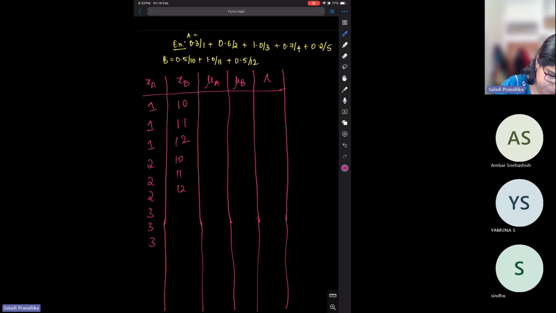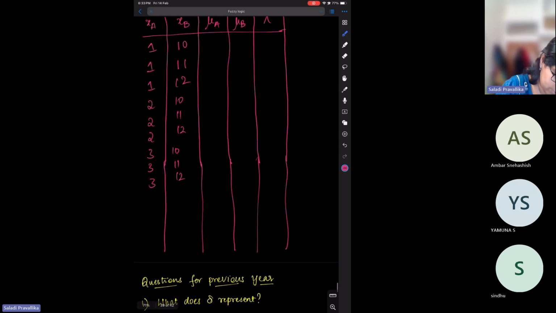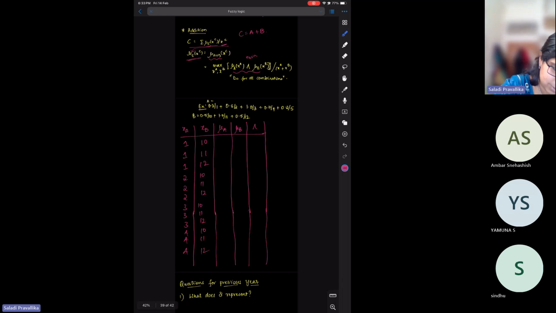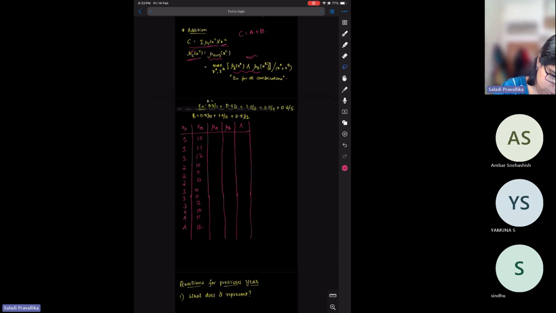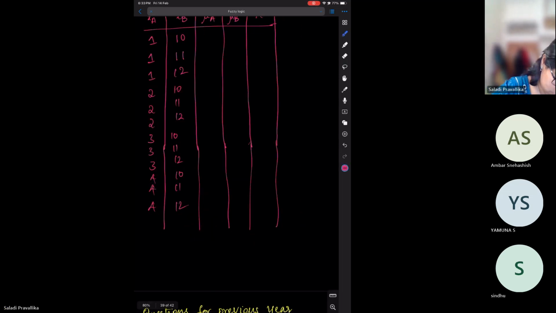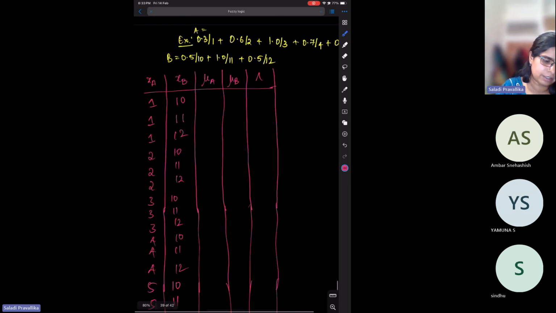3, 3, 3, and 10, 11, and 12. And then we have 4, 4, 4, then 10, 11, and 12. Space is not sufficient for us. Five, 5, 5, and then we have 10, 11, and 12, right?